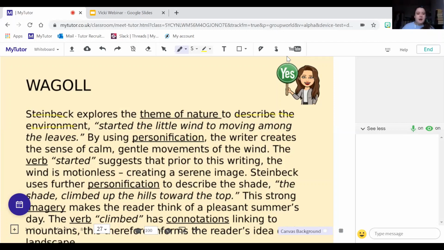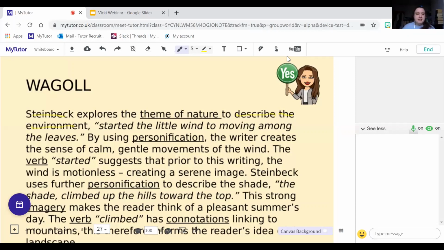So the writer creates a sense of calm, gentle movements of the wind. The verb, so now I'm zooming in, giving further detail. "Started" suggests that prior to this, the wind is motionless, creating a serene image. I'm also using a dash here, so I'm showing I can use advanced punctuation. Steinbeck uses further personification. So I'm now moving on to talk about the other one, to describe the shade.